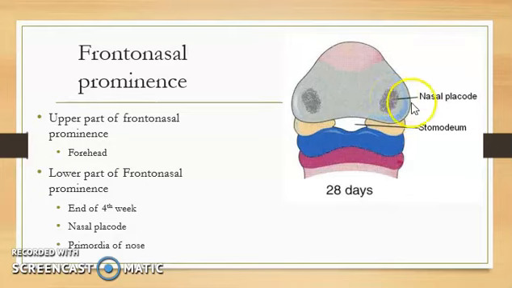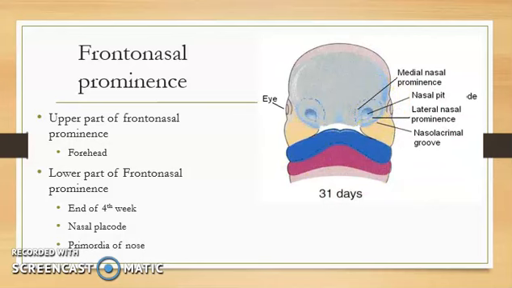And with further development, what happens? There is proliferation of the mesenchyme around these nasal placodes, converting these placodes into pits. Here is the nasal pit surrounded by proliferation of the mesenchyme, which on the medial aspect is called the medial nasal prominence, and on the lateral aspect it's called the lateral nasal prominence. So there's the nasal pit, the medial nasal prominence, and the lateral nasal prominence, all developing on the frontonasal prominence.